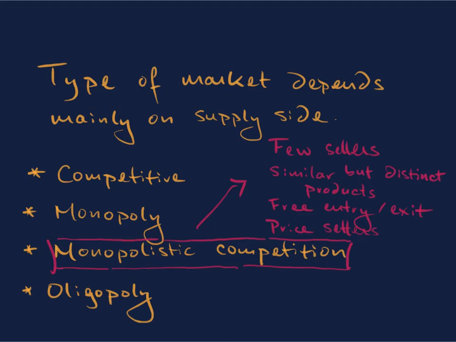Okay, so monopolistic competition has a few sellers of similar but distinct products. These firms can set their own prices, but they recognize that consumers are sensitive to prices and might go to their competitors if they set the price high. In part, what they do is compete with the other firms based on price, but also in part based on being unique, based on the features they offer.